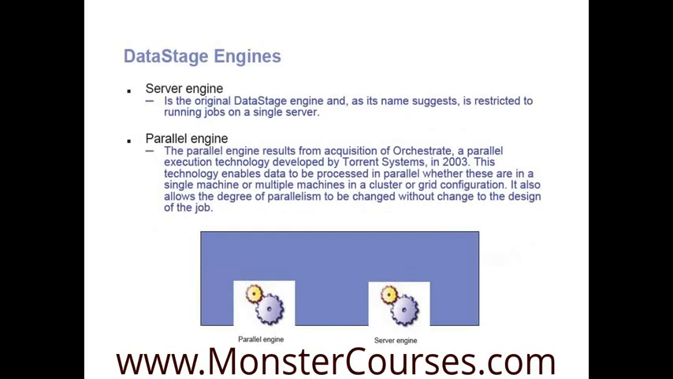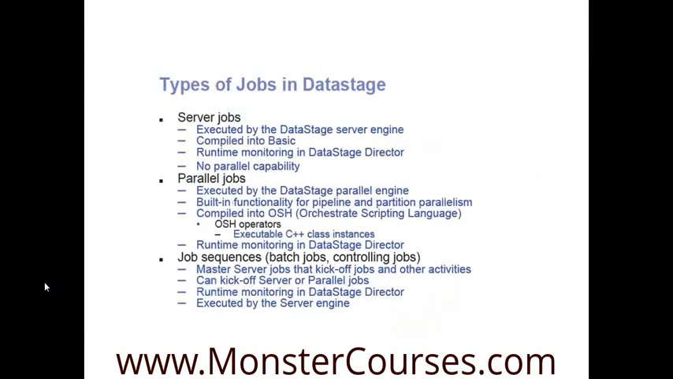As I said, we have IBM DataStage. It contains the server engine and the parallel engine. Why? Because some of the clients are still using server jobs for some operations. So when we compile or run, the server engine takes care of the server jobs, and our parallel engine takes care of all the parallel jobs. The types of jobs here are server jobs, parallel jobs, and job sequences.